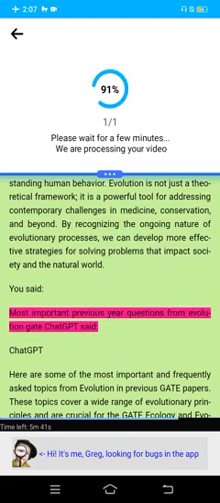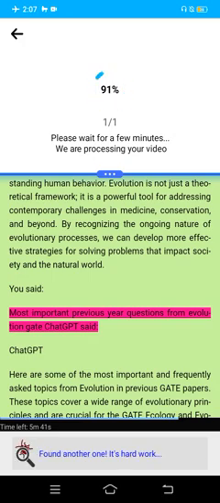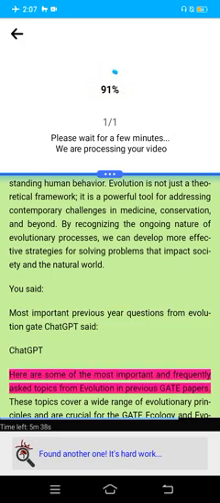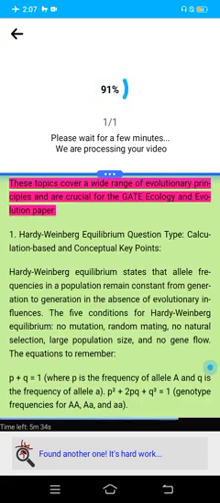You said. Most important previous year questions from Evolution GATE. ChatGPT said. Here are some of the most important and frequently asked topics from evolution in previous GATE papers. These topics cover a wide range of evolutionary principles and are crucial for the GATE ecology and evolution paper.